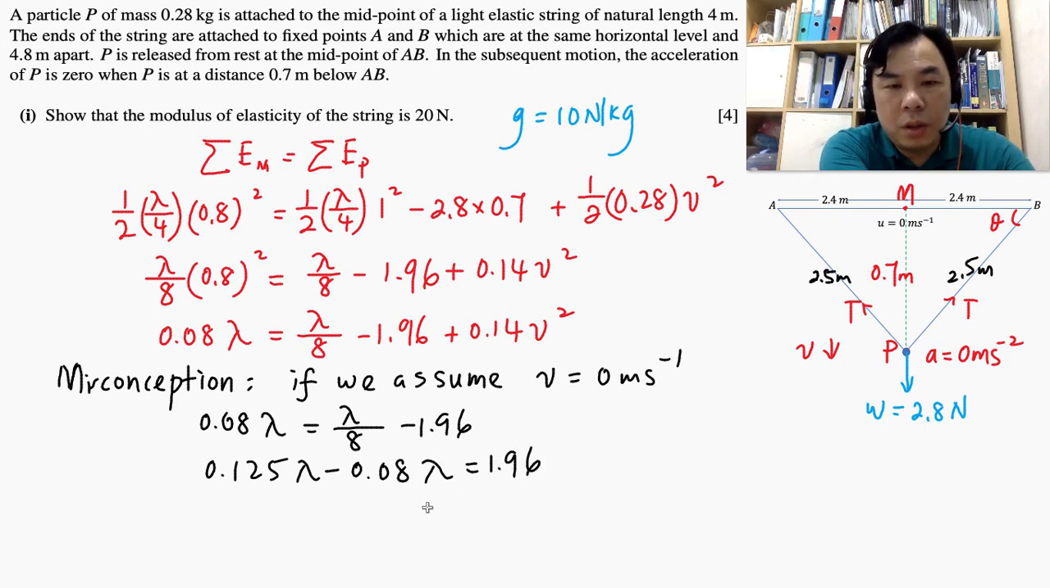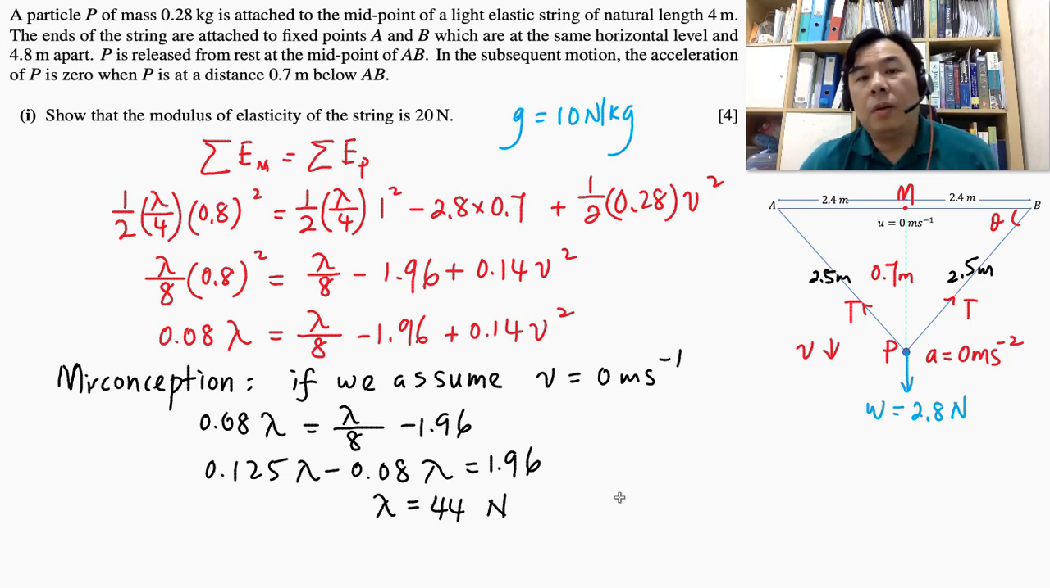Let me just use a calculator to calculate this very quickly. From here you would be able to find out that if you divide this, your lambda is approximately 44. Oh, 44 Newton, which is not the right answer, as you can see. So that is the misconception that we are supposed to avoid in this case.